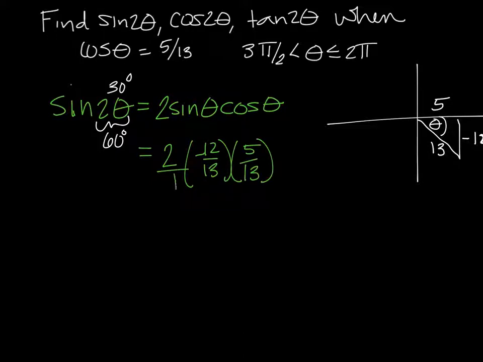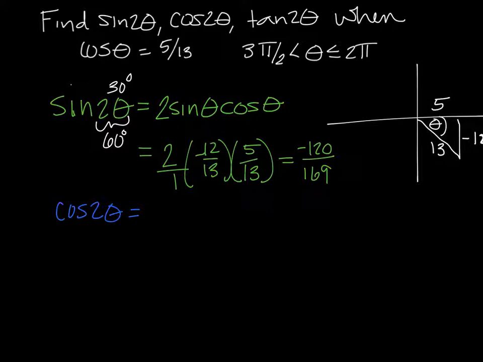Let me make this a fraction just so I have all fractions. Go ahead and multiply. We're going to multiply across the top. We get -120. Multiply across the bottom. We get 169. So that's the sine of 2 theta. Then we have to find the cosine of 2 theta.